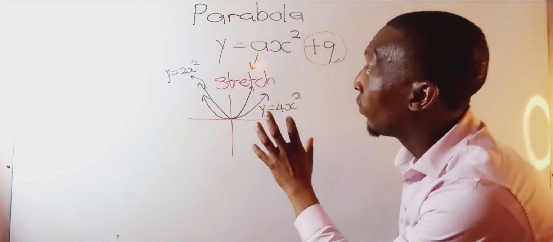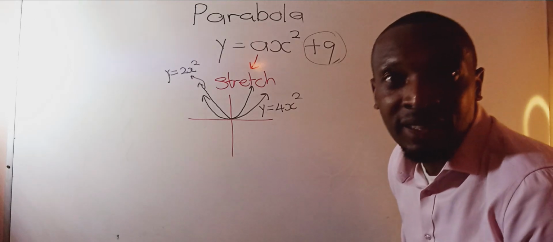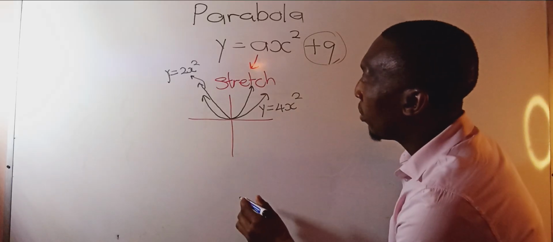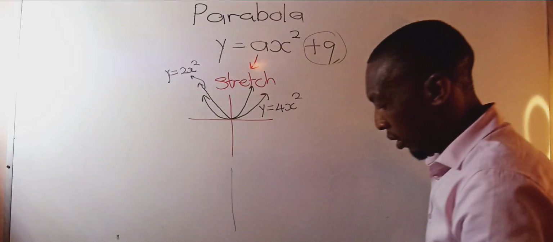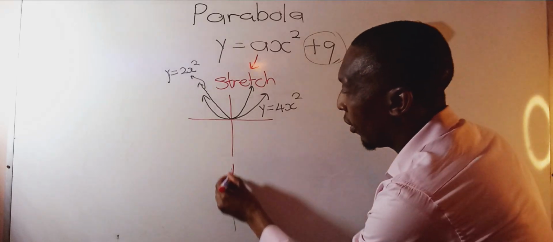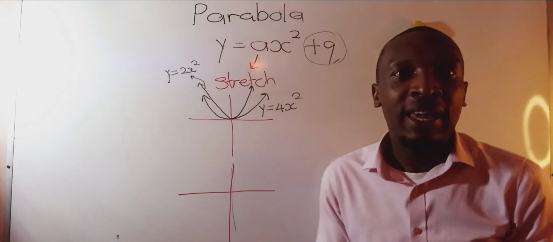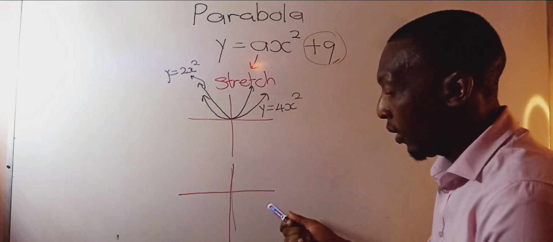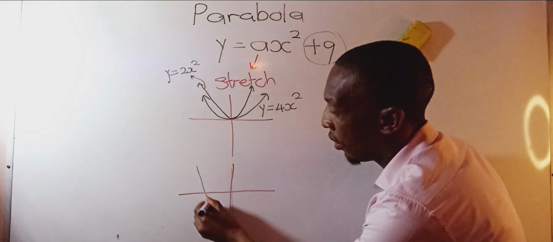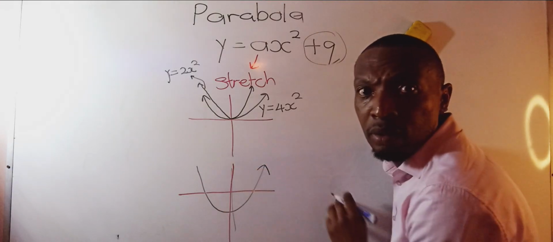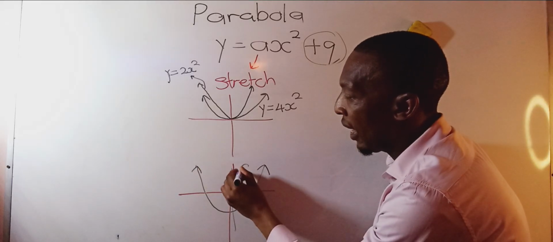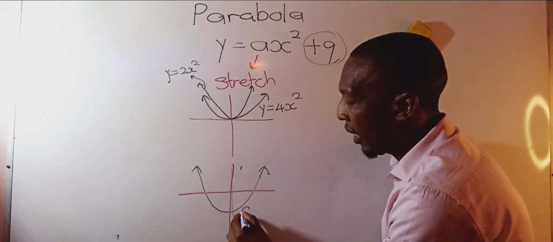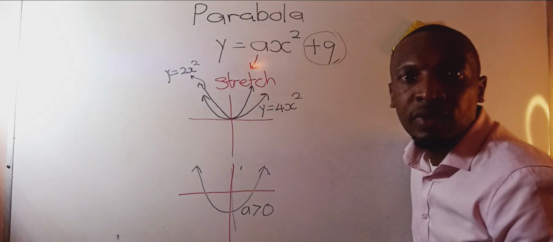So that's the first thing that the a tells you: it's the stretch. The second thing that the a tells you is whether this graph is happy or sad. If my a is a positive number, something like +2, +3, then my graph will be like this. It's going to be happy. This means that my a is bigger than 0. Let's write that where you can see it. My a is bigger than 0 if the graph is happy.